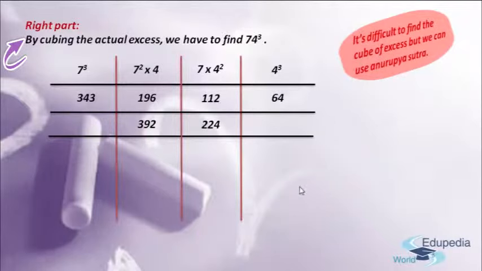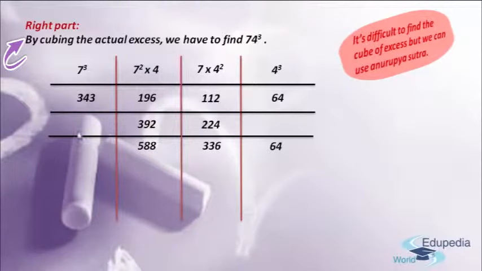So therefore I am writing 64 directly over here. And coming to the third part, here we are having two numbers, that is 112 and 224. So if we add these two numbers, we get 336 as the answer. And coming to the second part, here we are having 196 and 392. And if you add these two numbers, we get 588 as the answer.